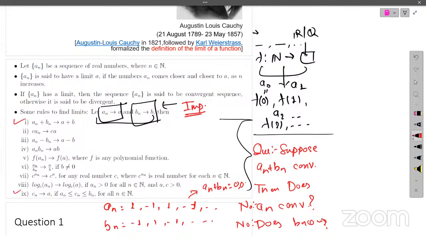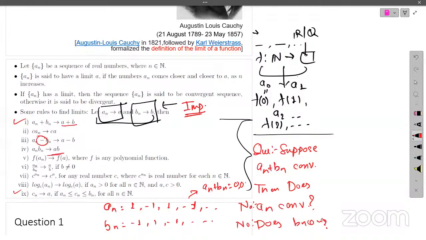Okay. So the first point says that if an converges to a and bn converges to b, then the sum an plus bn converges to a plus b. The second one says that the constant multiple converges to c times a. Same with the subtraction, and same for the multiplication.